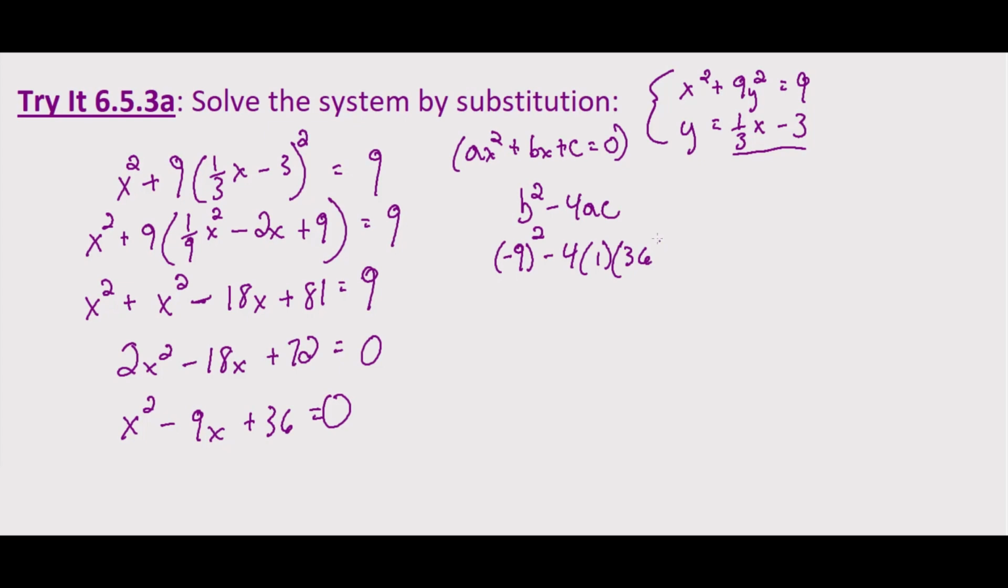Well, now this is 81 minus 4 times 36, that's larger than 81. That's 120 plus 24 is 144. Well, that's less than 0. So since the discriminant is less than 0, b squared minus 4ac is less than 0, we know that means there's no solution.